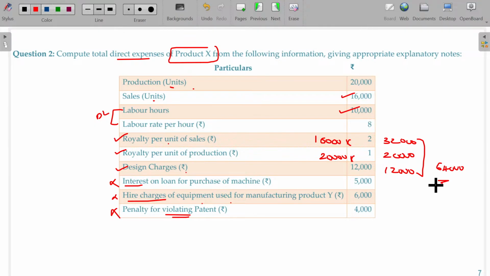Why do we choose these things as direct expenses? Why not the others? You have to give the hint also. Labor cost is related to direct labor. Interest is a finance charge, not considered. The higher charges are direct expenses, but for product Y, not for product X. Penalty for violating any legal case is also not qualified to be included in direct expenses. Is that clear?